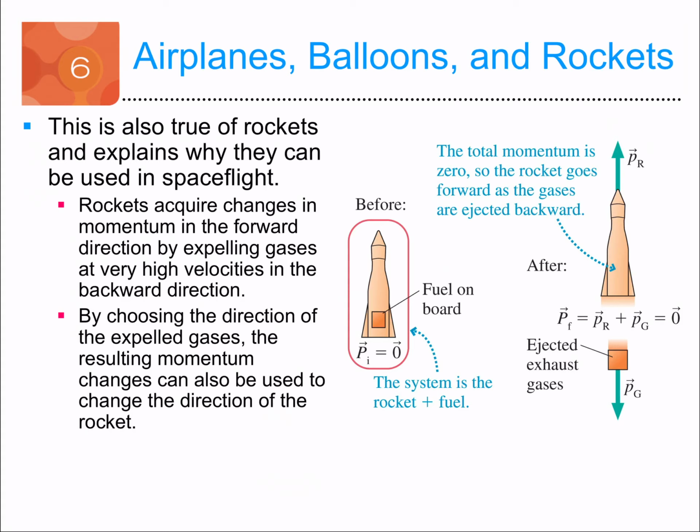We can also have this hold true for rockets, and that explains why they're used in space flight. A rocket gets its change of momentum in the forward direction by expelling gases at very high velocities in the backward direction. If I choose the direction that the gases get expelled, then the momentum changes, and that can be used to change the direction of the rocket.